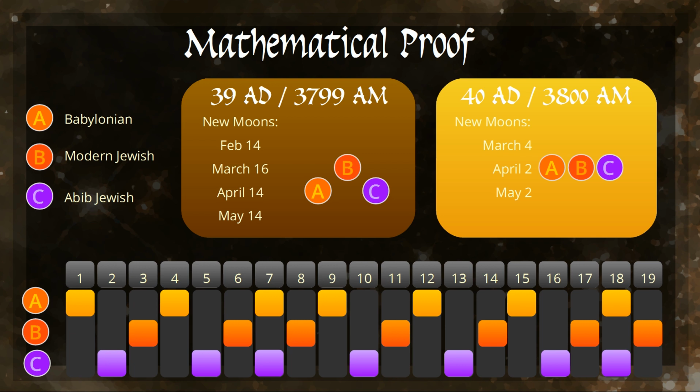And last, 40 AD or 3800 AM, has April 2nd as the start of the year for the Babylonian and Abib-based calendar. March 4th is much too early for the modern Jewish calendar, and so an additional month also pushes it to April 2nd.